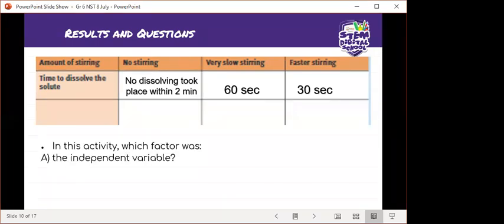And I think we have a question. In this activity, which factor is the independent variable? You can use the group chat to send through your answers, or you can raise your hand. Which factor is the independent variable for this particular activity?